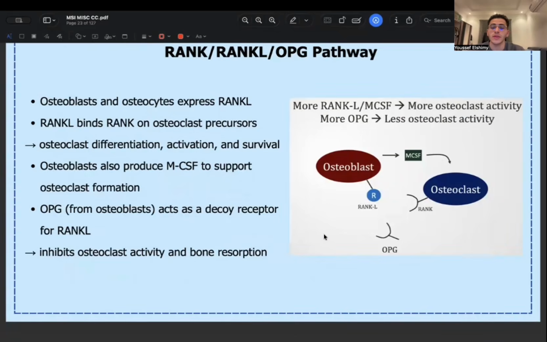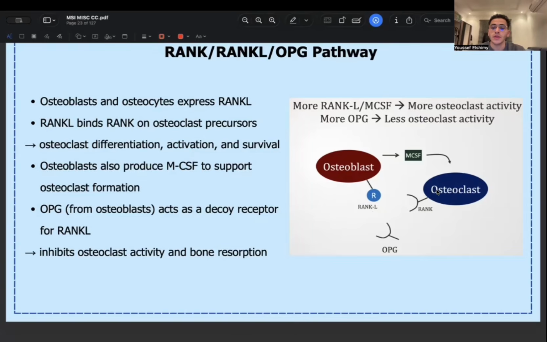So let's talk about the most important pathway for bone remodeling, which is the RANKL and the OPG pathway. Let's start. The osteoblast is the master cell. Osteoblasts and osteocytes secrete RANKL, or the RANK ligand. And the ligand likes to attach to receptors. So what happens is that the RANK ligand attaches to RANK receptors on osteoclasts. And whenever that happens, osteoclast differentiation happens, as well as activation and survival.